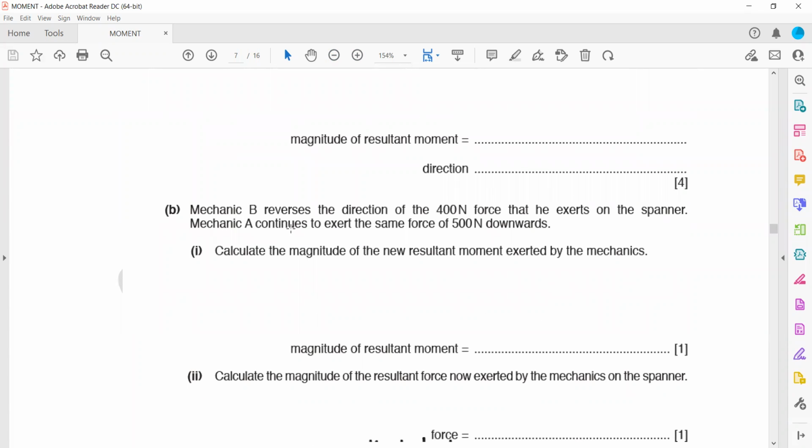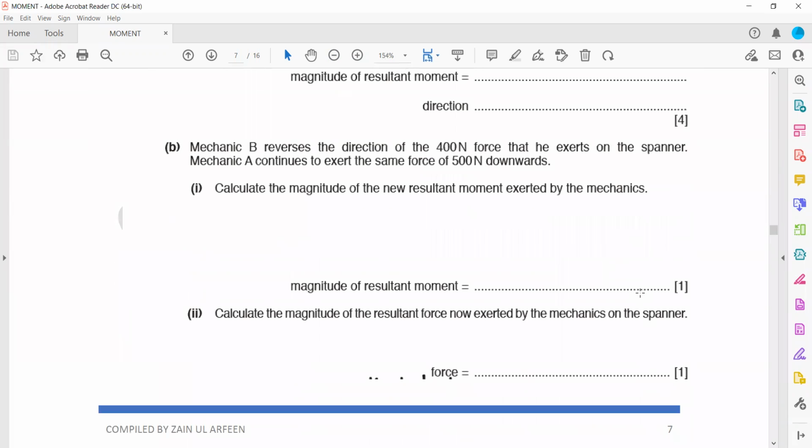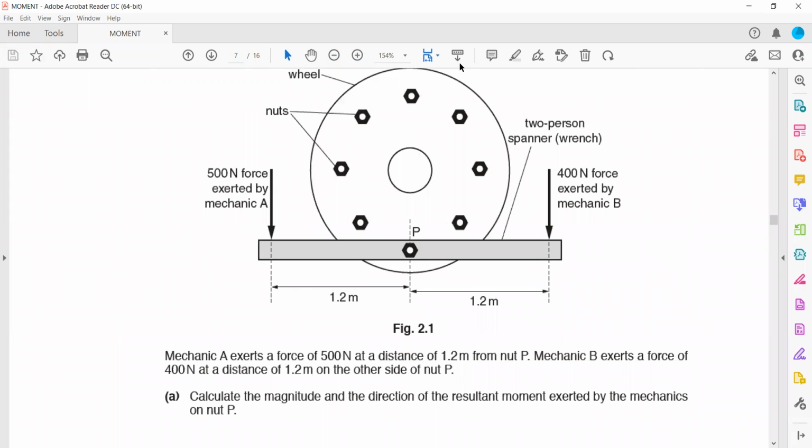Then in the second part, mechanic B reverses the direction of the force. We have to now calculate the resultant moment and resultant force. So what mechanic B did: first he was applying a downward force, now he is applying an upward force. As mechanic B reverses the direction, the turning effect will also change for mechanic B. A force of 500 Newton, we already know, was causing an anti-clockwise movement. Then a force of 400 Newton now, because mechanic B reverses the direction of the force.